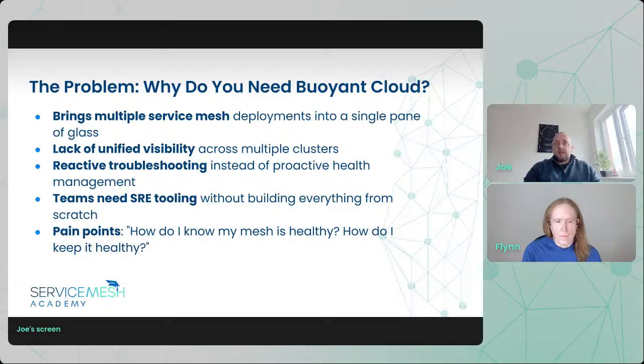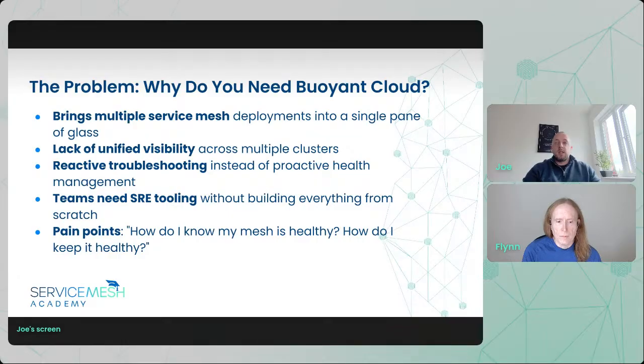The next problem is a lack of unified visibility. So not a stretch from the first point. Organizations talk to us all the time about, okay, I've got these 10 clusters. I don't really know enough about each of them. I'd like to know more about what's going on in each of these clusters and figure out, have I got any issues? Maybe not necessarily something's broken, but services are not interacting as quickly as they should be, or some of those golden metrics are not reaching the thresholds that they should be.